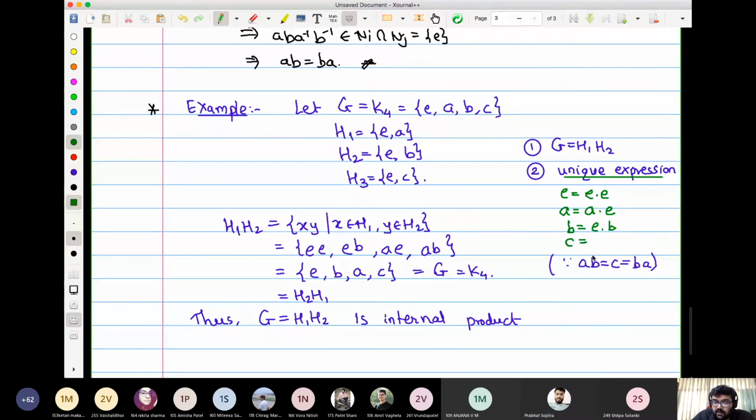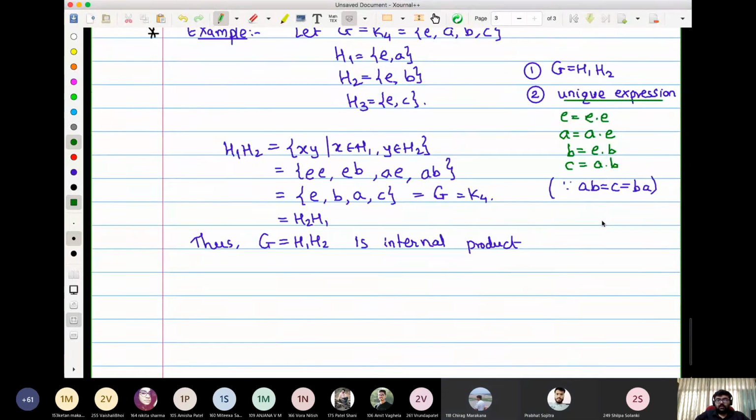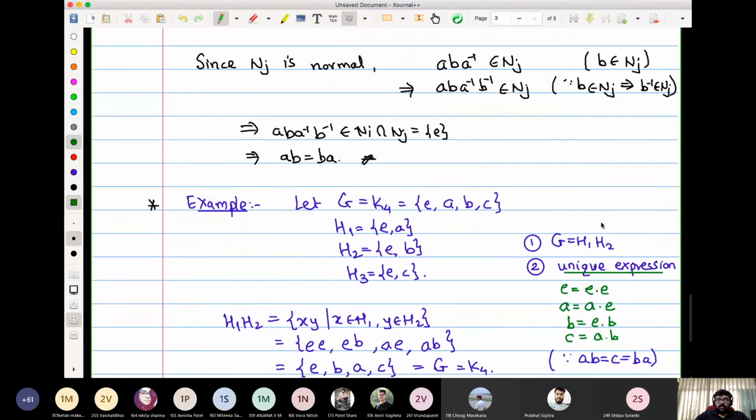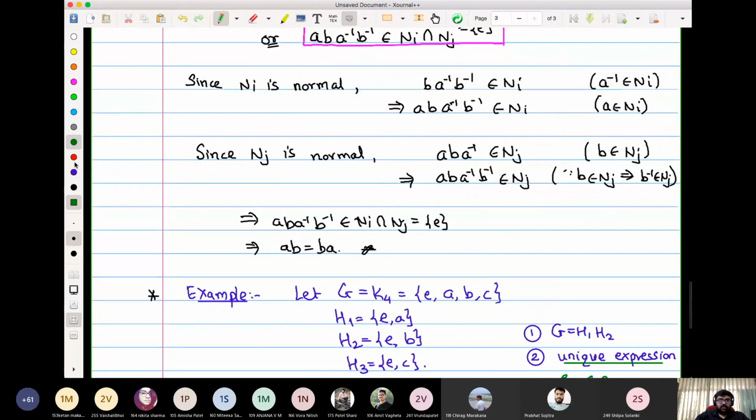And what about C? A into B. Yes, so every element has a unique expression. So that is done. And one question was this: what about the converse of this lemma?